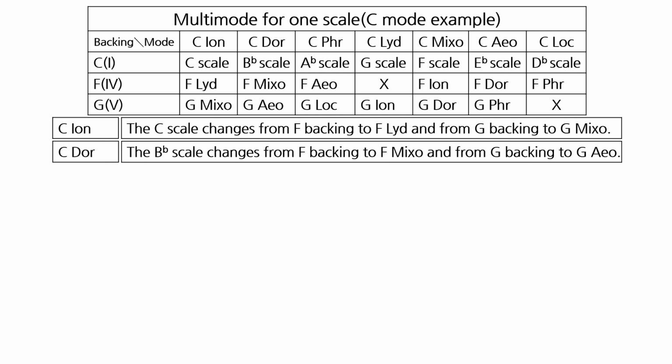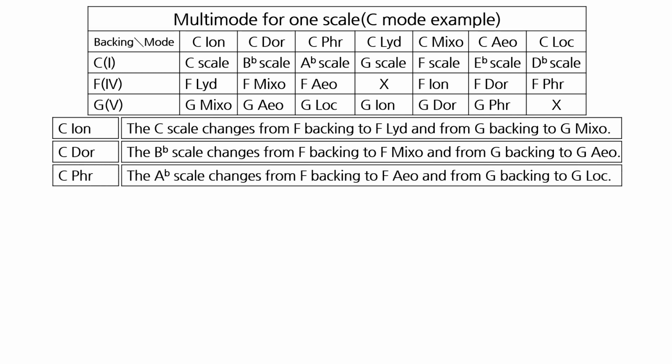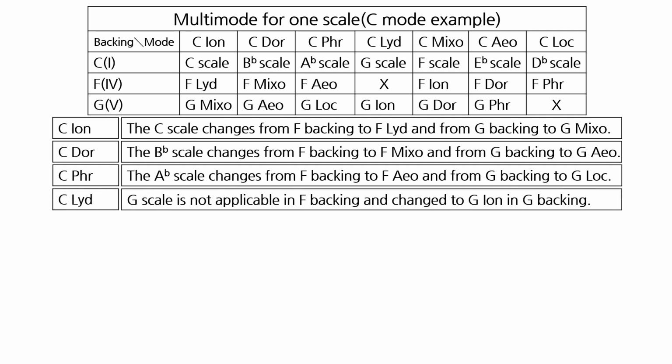C Dorian, i.e., B-flat scale for C chord backing, becomes F Mixolydian in F chord backing, and changes to G Aeolian in G chord backing. C Phrygian, that is, the A-flat scale for C chord backing, becomes F Aeolian in F chord backing, and changes to G Locrian in G chord backing. C Lydian, that is, G scale for C chord backing is irrelevant in F chord backing, and changes to G Ionian in G chord backing.